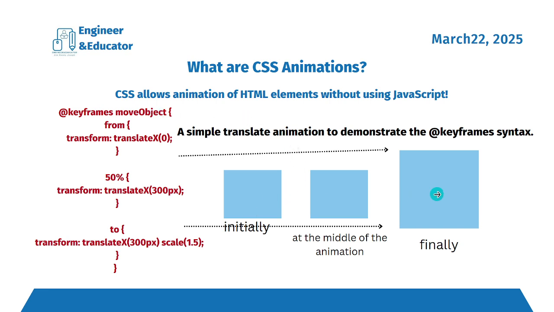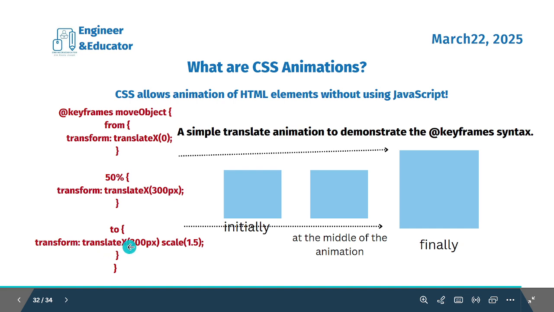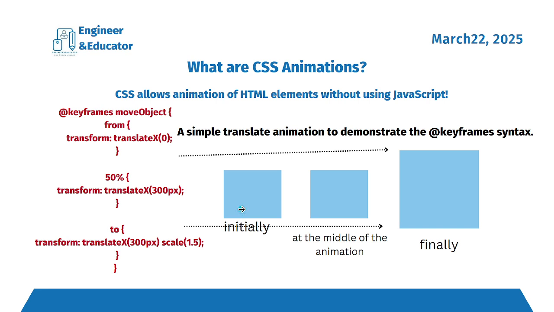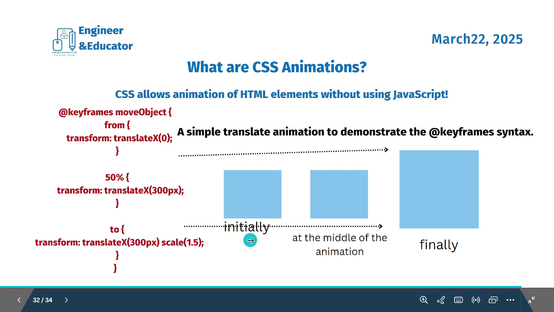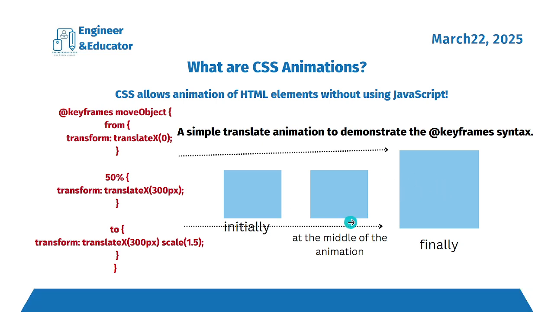Here, three boxes are there, right? From here to here, this box is moving, with transform translateX of 0, that is from the initial position, to 50%, that is translateX of 300px and scale 1.5. Here the scale is also given. When the animation reaches this, it says to move the object from the initial position, translateX of 0, to translateX of 300px. That is 300px in the X direction, you should move this object.